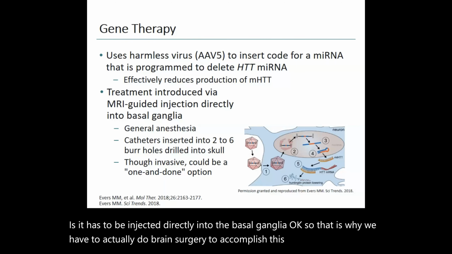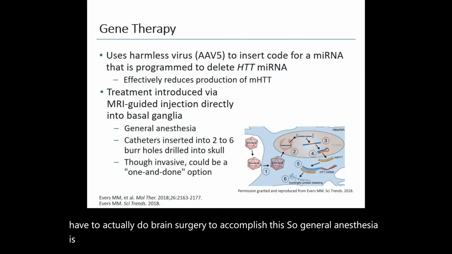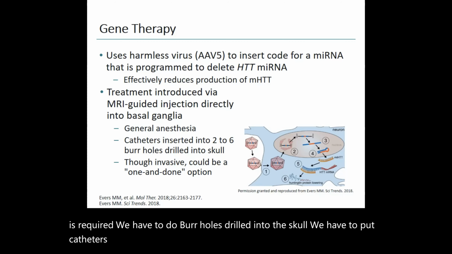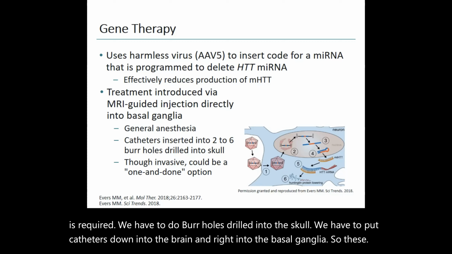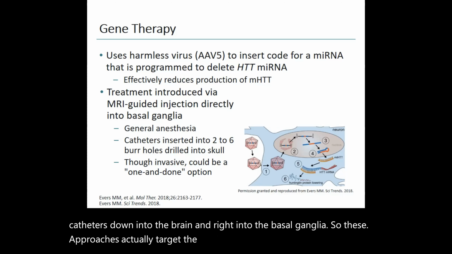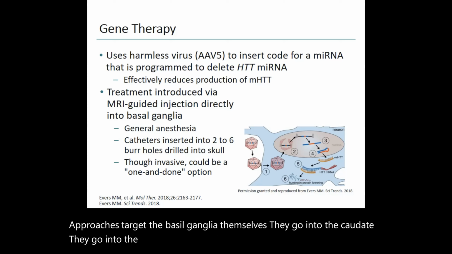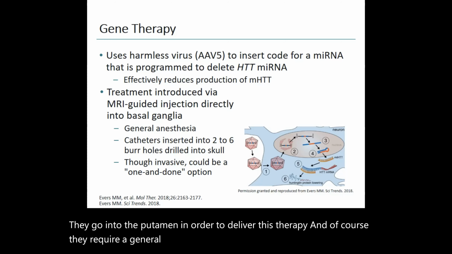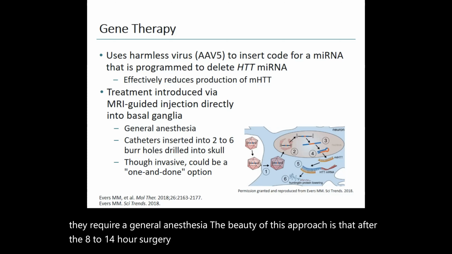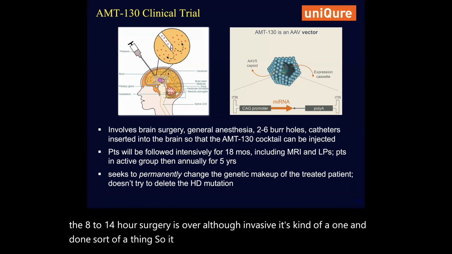So general anesthesia is required. We have to do burr holes drilled into the skull. We have to put catheters down into the brain and right into the basal ganglia. So these approaches actually target the basal ganglia themselves. They go into the caudate, they go into the putamen in order to deliver this therapy. And of course, they require a general anesthesia. The beauty of this approach is that after the 8 to 14 hour surgery is over, although invasive, it's kind of a one and done sort of a thing. So it would just be done one time.